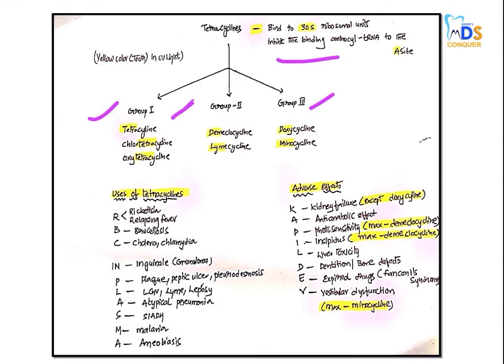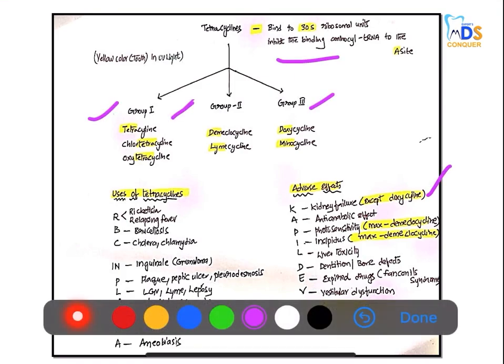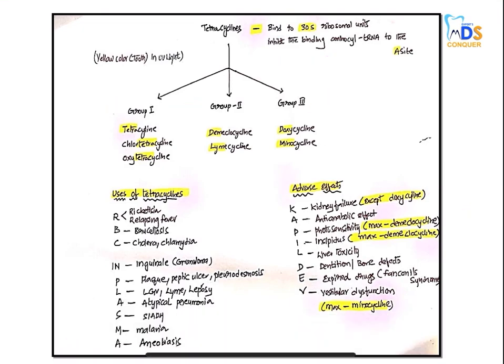So which tetracycline will not have renal toxicity? Then you have to go for doxycycline. The one which has maximum photosensitivity is demeclocycline, and the one which can cause maximum diabetes insipidus is again demeclocycline. So these are the important adverse effects. Expired drugs can cause Fanconi syndrome, and maximal vestibular dysfunction is with minocycline.